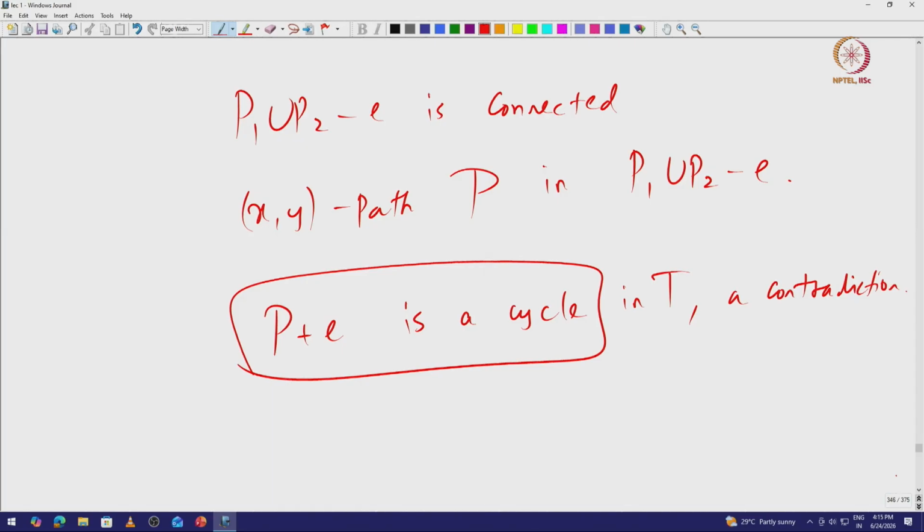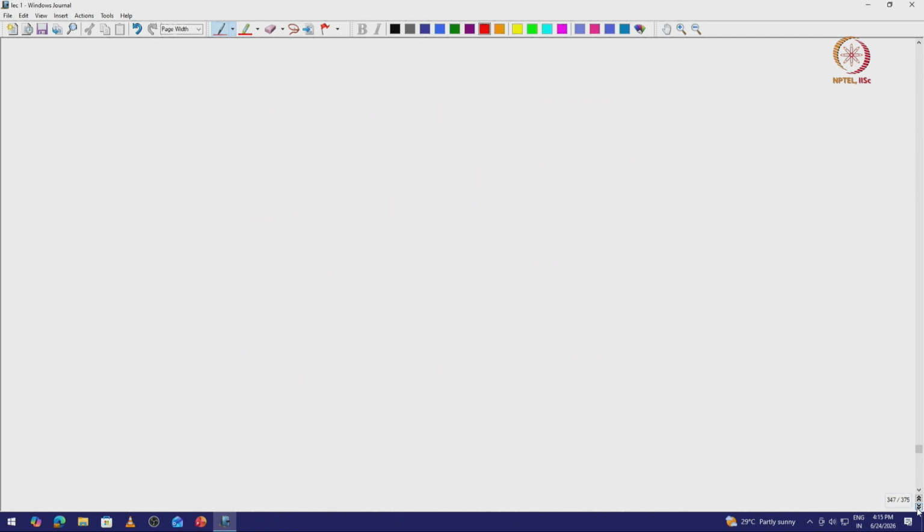So, that tells you that one cannot have two different paths between the given vertices u and v. So, that tells any two vertices are connected by a unique path in any tree. Okay, this proves that tree implies two vertices are connected by a unique path. So, now why is the converse true?